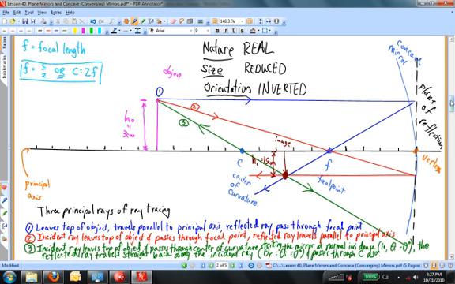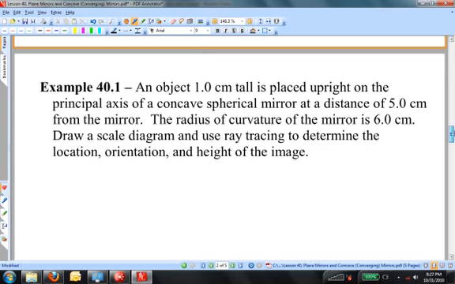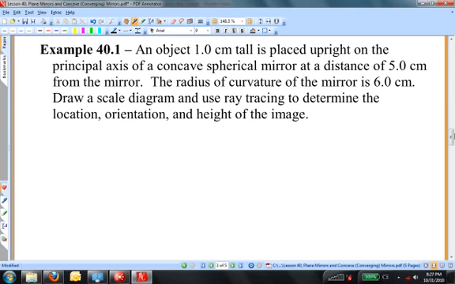Let's take a look at the 3 examples that are in your textbook. An object 1 centimeter tall is placed upright on the principal axis of a concave spherical mirror at a distance of 5 centimeters from the mirror. The radius of curvature of the mirror is 6 centimeters. Draw a scale diagram and use ray tracing to determine the location, orientation, and height of the image.